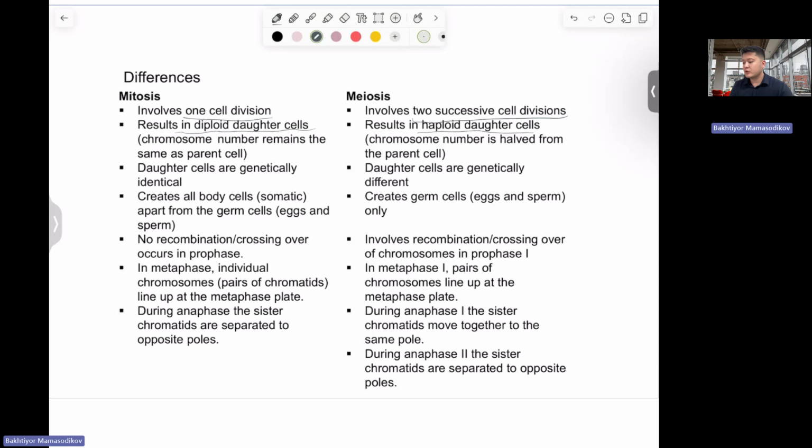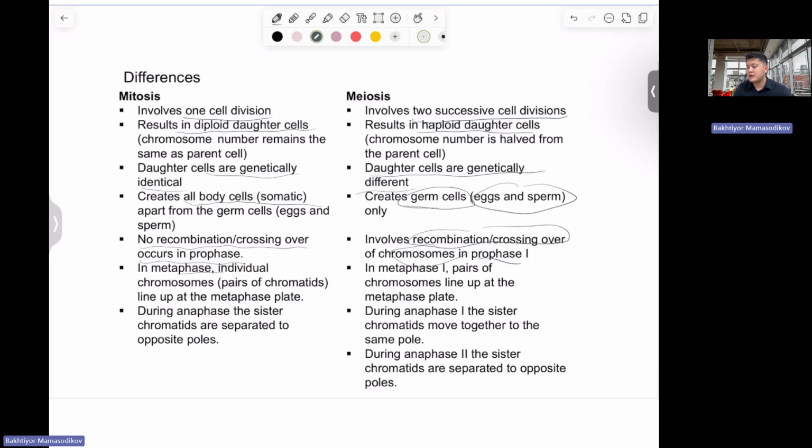In mitosis, daughter cells are genetically identical to the parent, but daughter cells are genetically different in meiosis. Mitosis creates all body cells, which we call somatic cells, but meiosis creates only germ cells, which are sperm and egg cells, okay? There is no recombination or crossing over in the prophase of mitosis, but there is recombination and crossing over of the chromosomes in prophase I of meiosis.